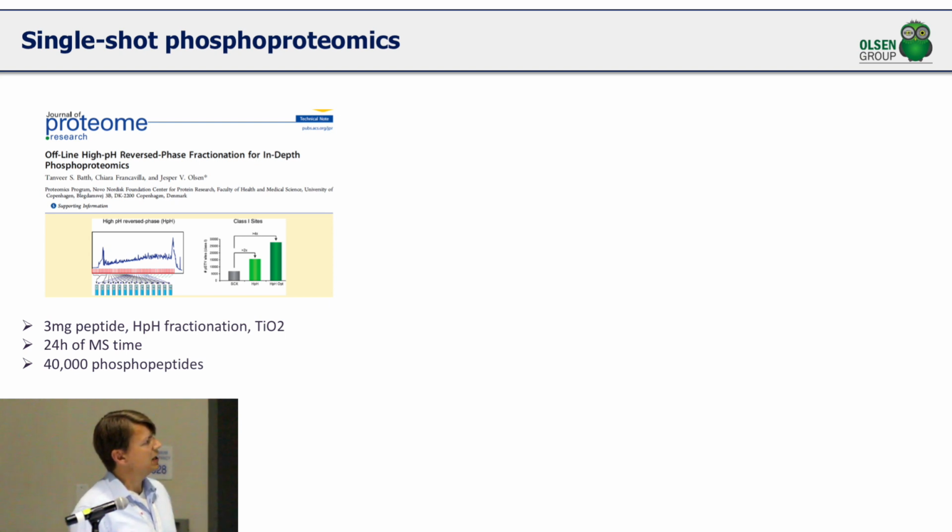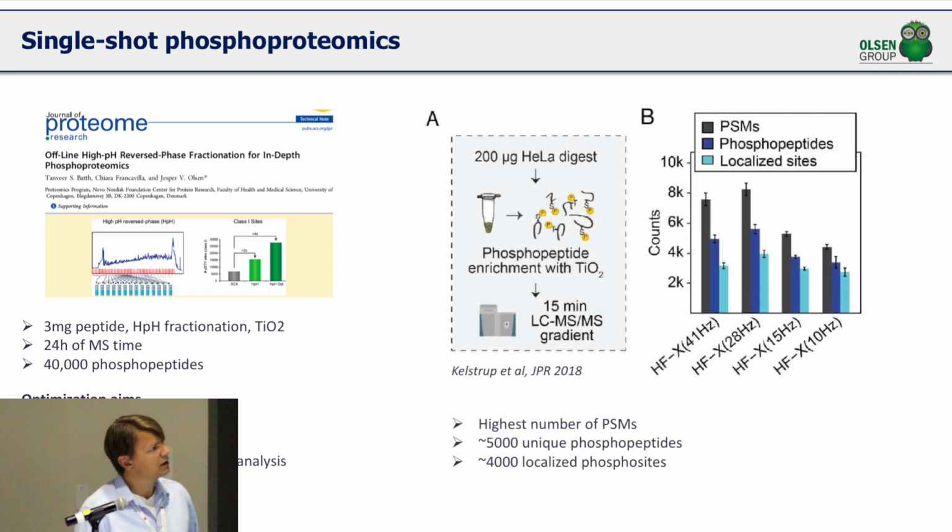But we wanted to optimize this to also have less starting material, do single-shot analysis, and then really have potential for high-throughput analysis. And in the new Exactive HF-X instrument, we've shown that with the fast scanning methods, the 28 Hz method, we can identify up to 5,000 phosphopeptides in just 15 minutes of analysis time.